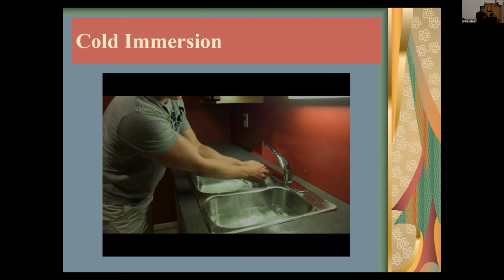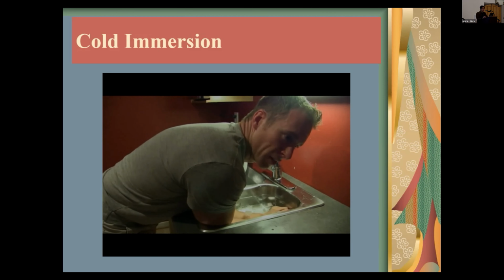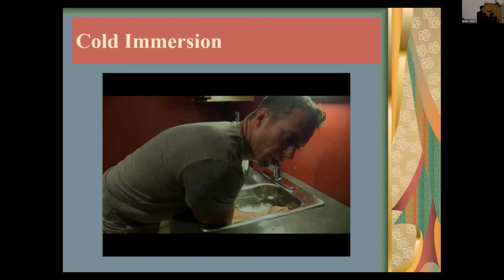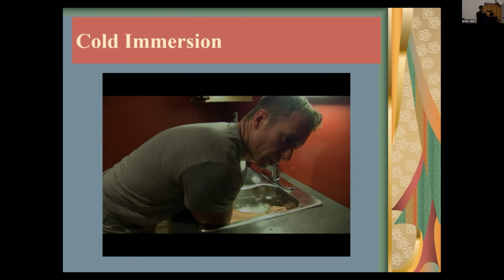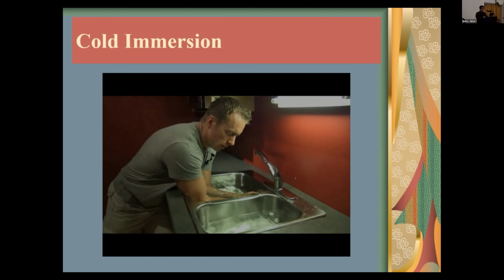But this is called cold immersion. If you have Parkinson's, though, don't do this because it makes the tremor worse. So I found out that for patients with Parkinson's, the warm immersion works better, whereas for patients with essential tremor, it's the opposite. It's cold immersion.